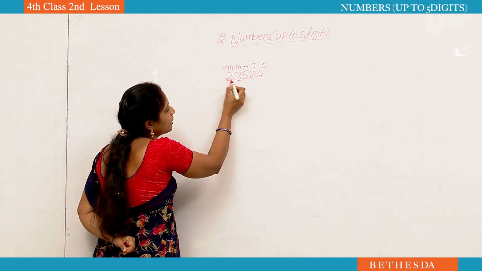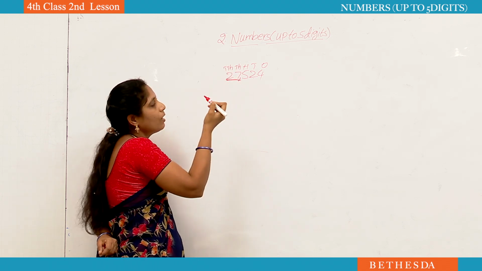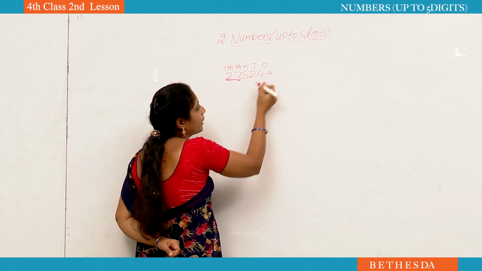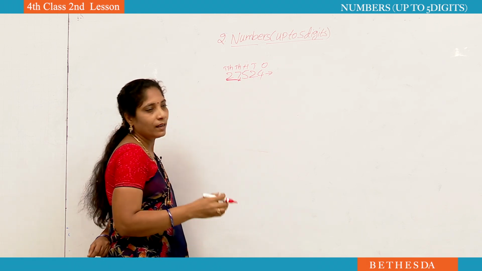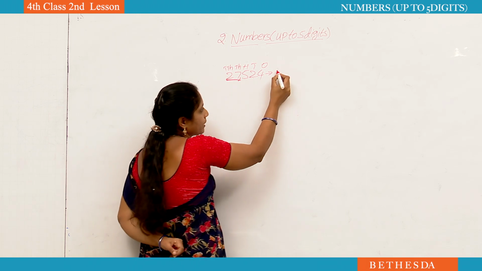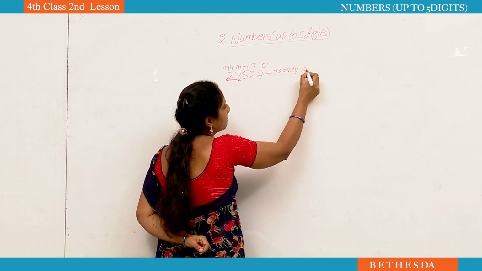Now how to read this number? These are the thousands, no? This is the thousands period. That's why I have to read 27,524. Now how to write the number name? Now I am writing the number name. How we are reading, like that only we have to write the number name. How we are reading? 27,000. Yes, write that only.